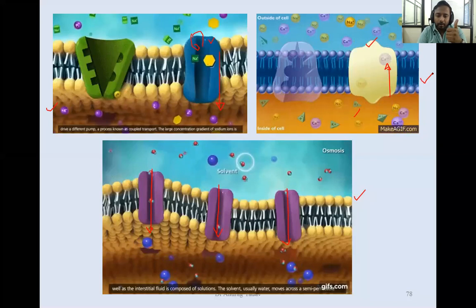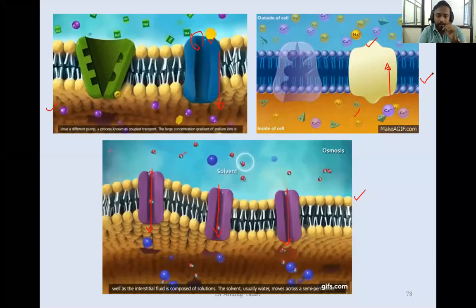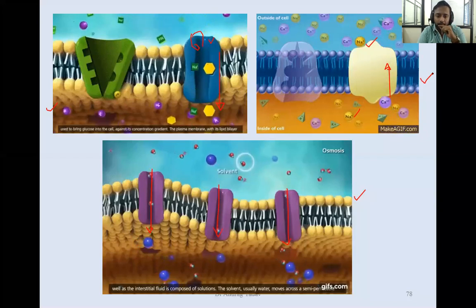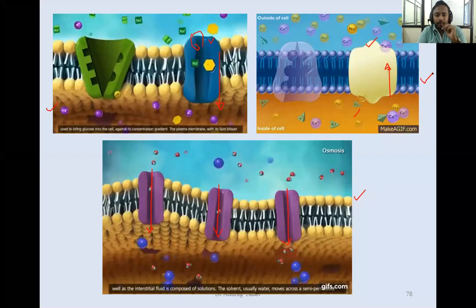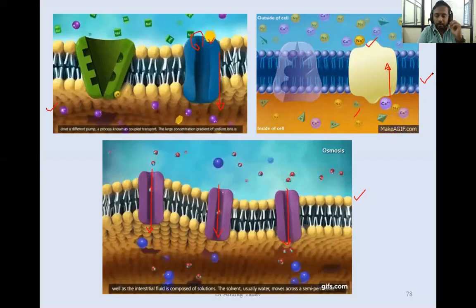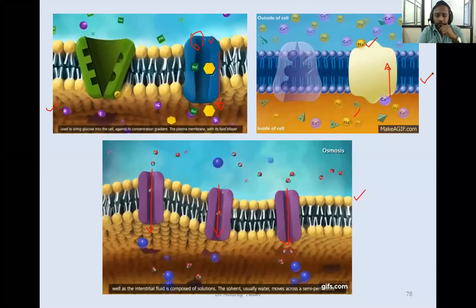One is based on the channel, that is whether it is passive transport or active transport. Second, based on the direction. And third is based on the macromolecules. If it is a very big molecule, then you have two mechanisms, endocytosis and exocytosis.